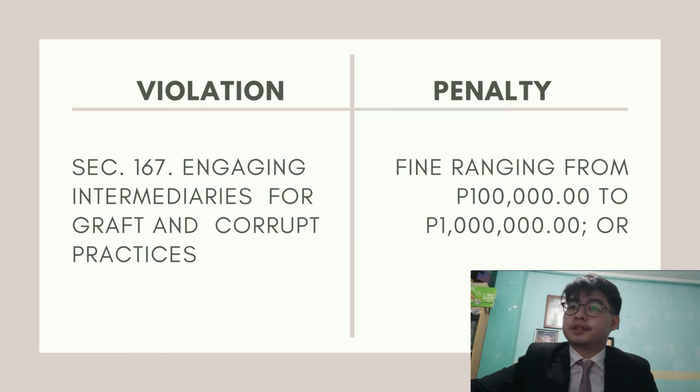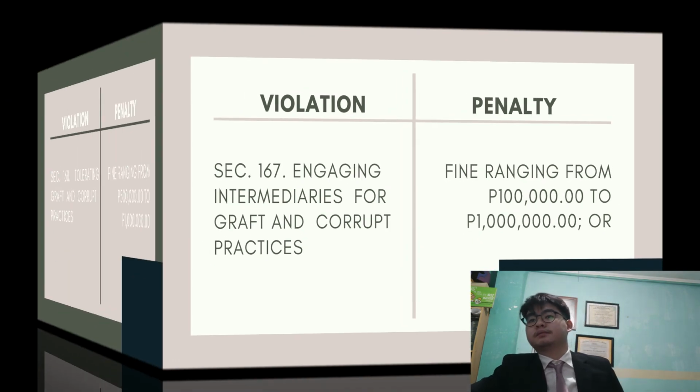Section 167. Engaging intermediaries for graft and corrupt practices. A corporation that appoints an intermediary who engages in graft and corrupt practices for the corporation's benefit or interest shall be punished with a fine ranging from 100,000 pesos to 1 million pesos.